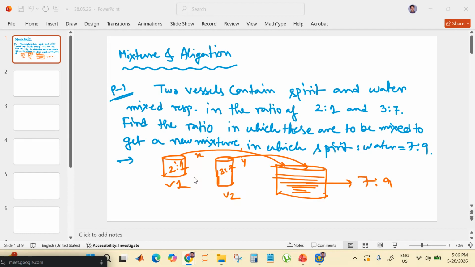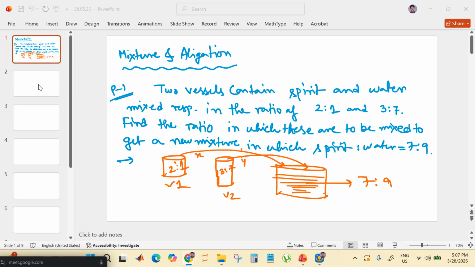So you have to find x and y. This type of numerical we can do in a conventional way, but it is a lengthy process. For competitive exams, you have to do it in short. So what should be the process?